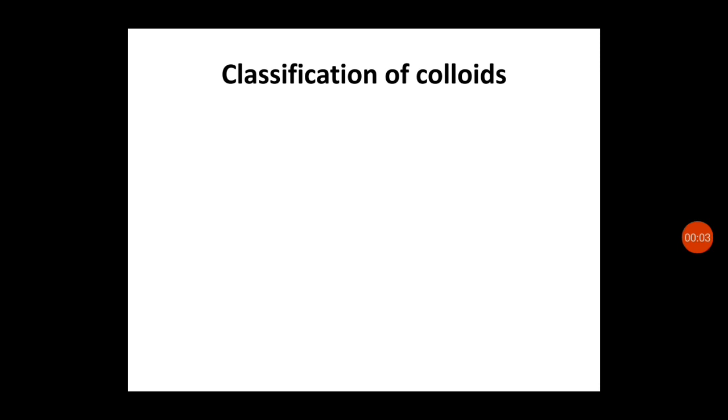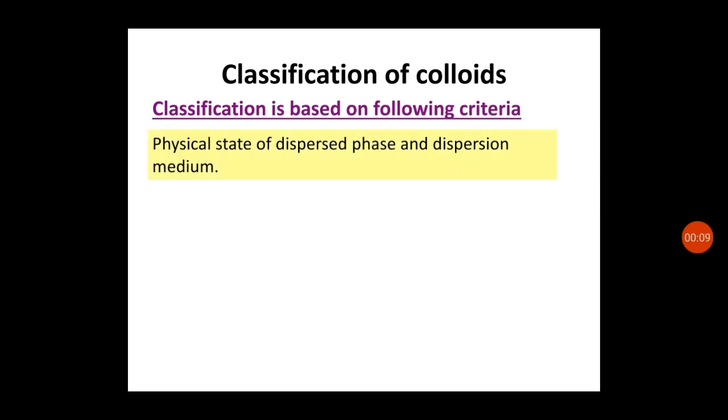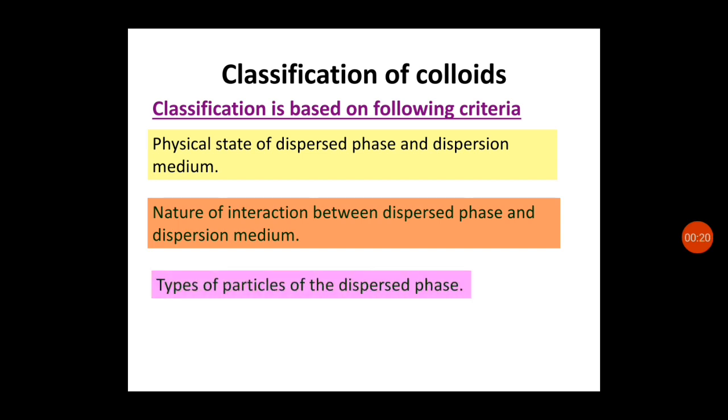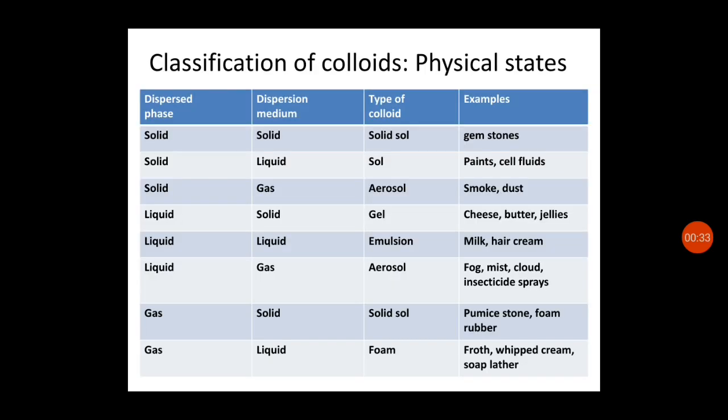Classification of colloids. We can classify colloids using different criteria. These are physical state of dispersed phase and dispersion medium, nature of interaction between dispersed phase and dispersion medium, and types of particles of the dispersed phase. Let us take these one by one. First, physical state of dispersed phase and dispersion medium, that is whether they are solid, liquid or gas.